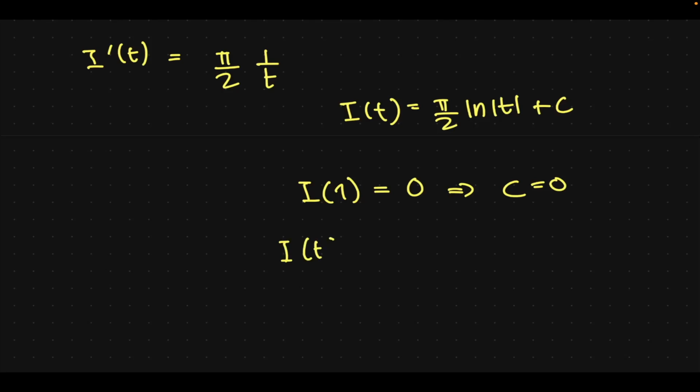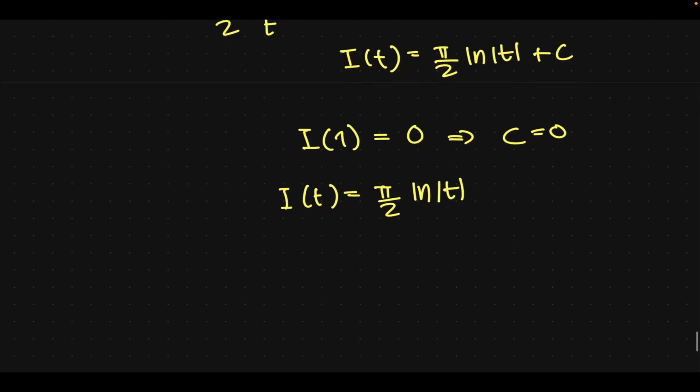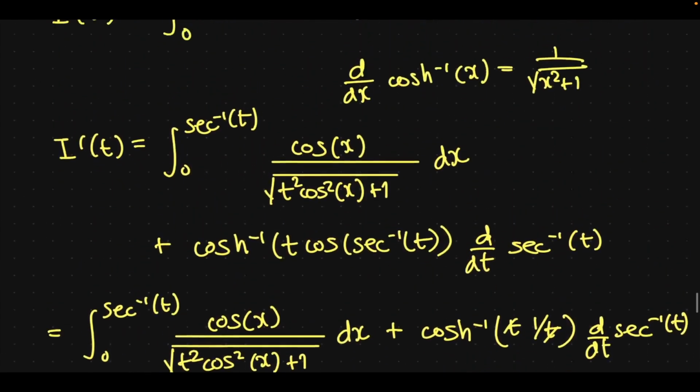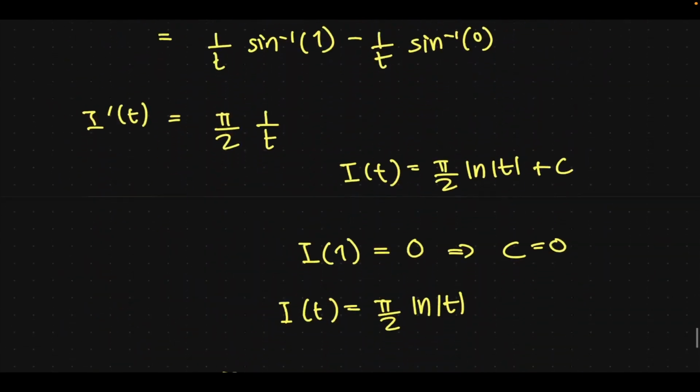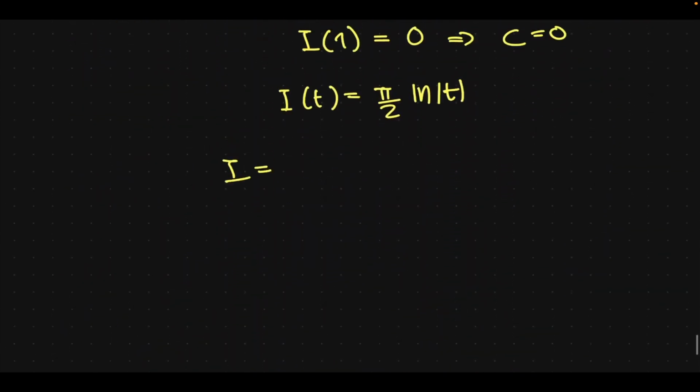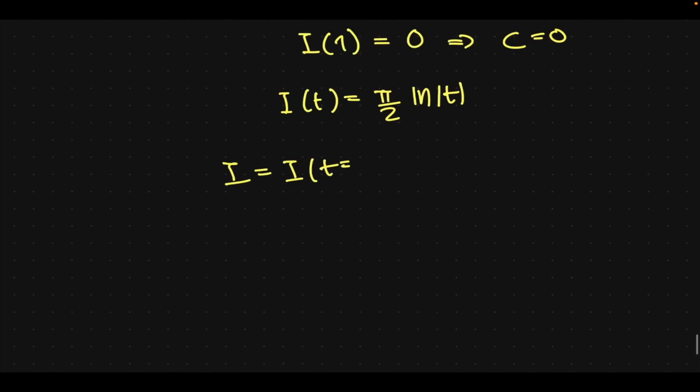So I of t is pi over 2 ln absolute value t. But for our I, we had pi over 4, and pi over 4 is secant inverse of root 2. So we have to plug in root 2 for t to solve the problem. So I is I of t equals square root 2. And that gives me pi over 2 ln square root 2.